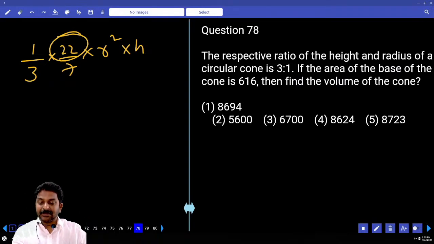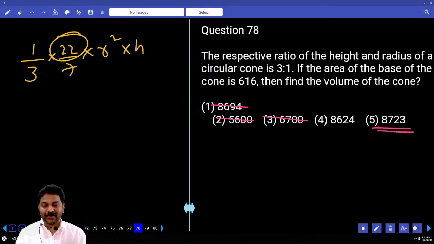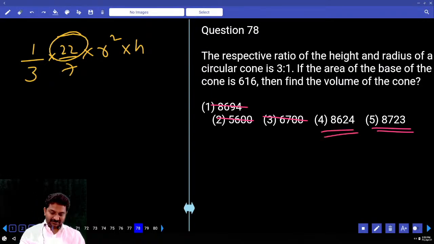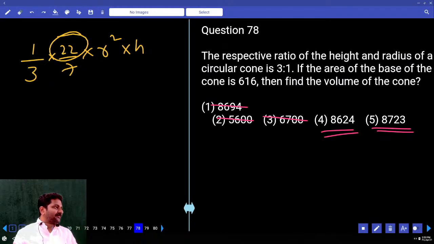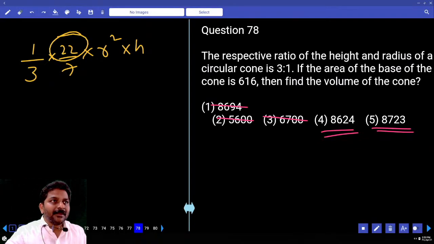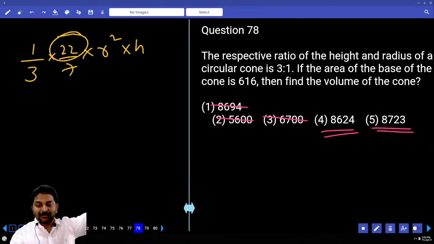Can it be the first option? No. Second? No. Third? No. Fourth? Yes. Fifth option? Yes or no? So now when you observe the 4th and 5th, one is even, one is odd. Correct. So let's decide whether our answer is an even number or an odd number.